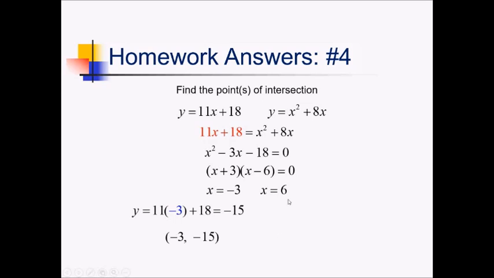Now let me plug 6 into that equation up there. So we have 11 times 6 plus 18. That's 66 plus 18, which is going to be 84. So that gives me the point 6 comma 84 for my second answer.